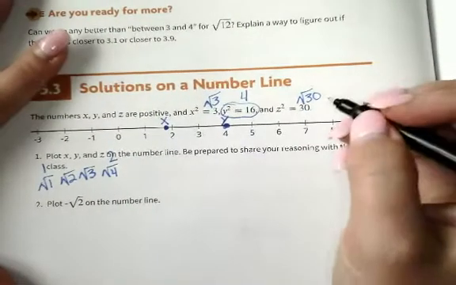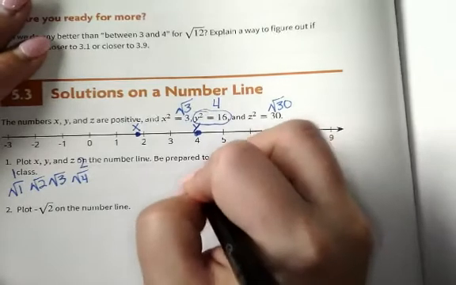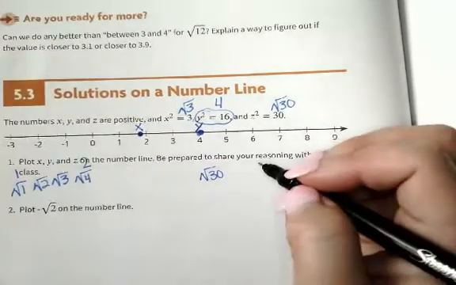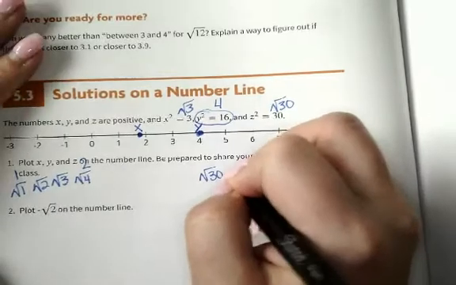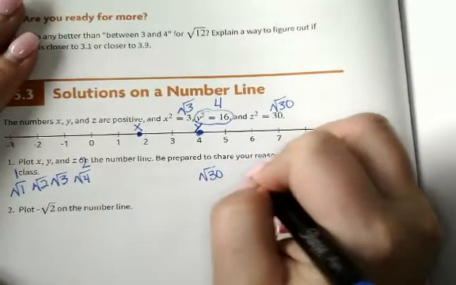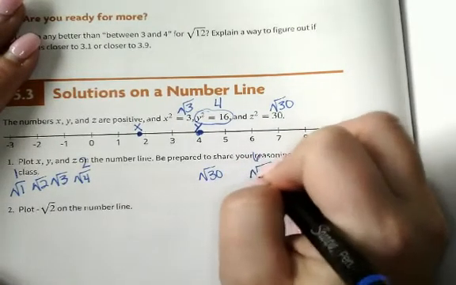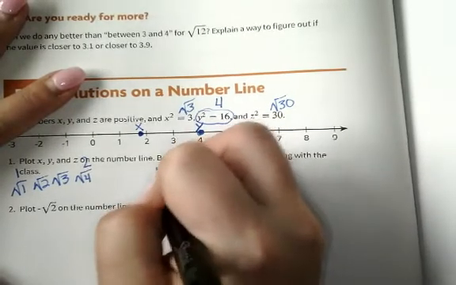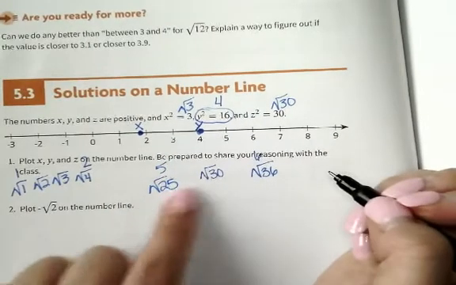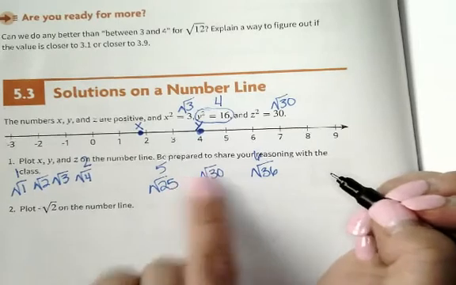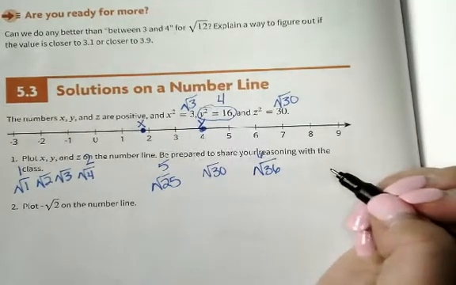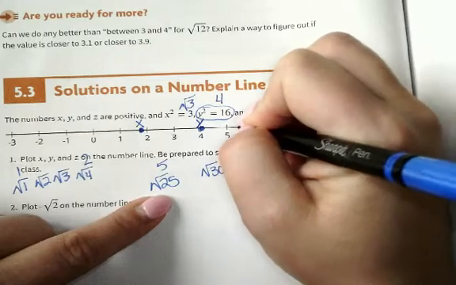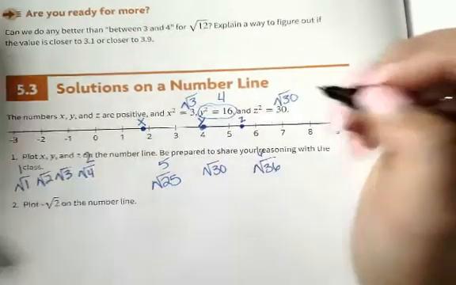Now, for Z, square root of 30. That's between 5 and 6. I want you to be able to see. It's between 5 and 6. 6 is the square root of 36, and 5 is the square root of 25. So it's 5 away from here and 6 away from here, so it's just barely closer to 5. So right about there, let's say. That's Z.